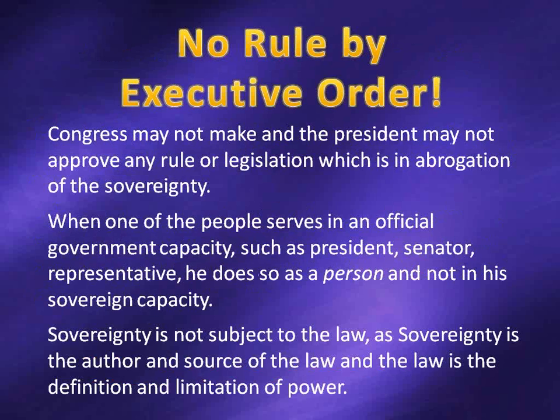Congress may not make and the President may not approve any rule or legislation which is an abrogation of the sovereignty. When one of the people serves in an official governmental capacity, such as President, Senator, Representative, etc., he does so as a person and not in his sovereign capacity. That doesn't mean that in his personal life he is still not the sovereign. It just means in his work, in his official duties, working within a position in the government, he is a person in that context.